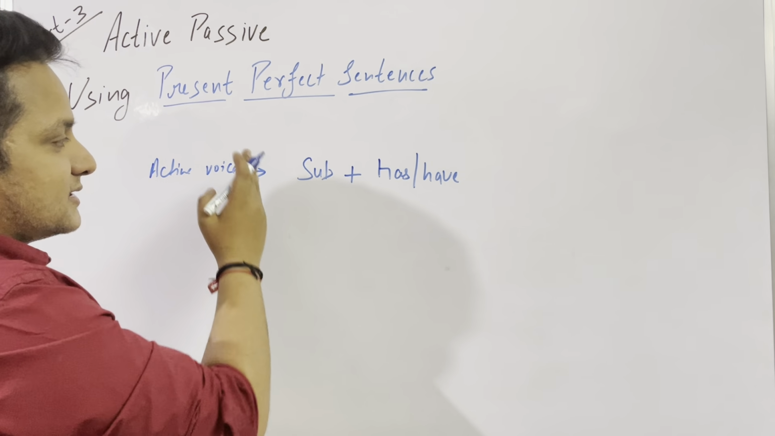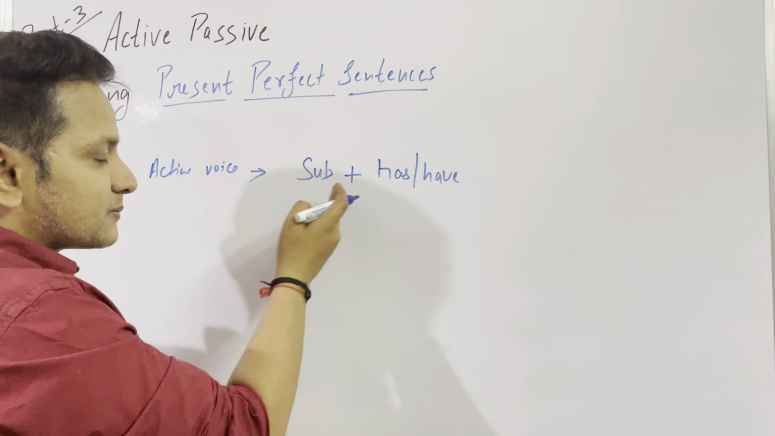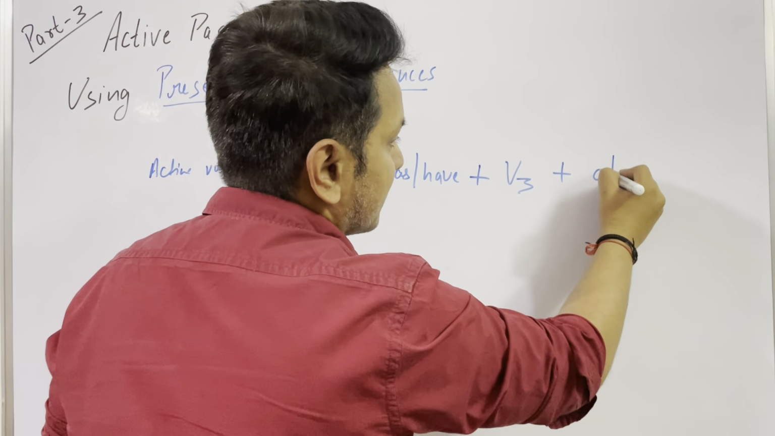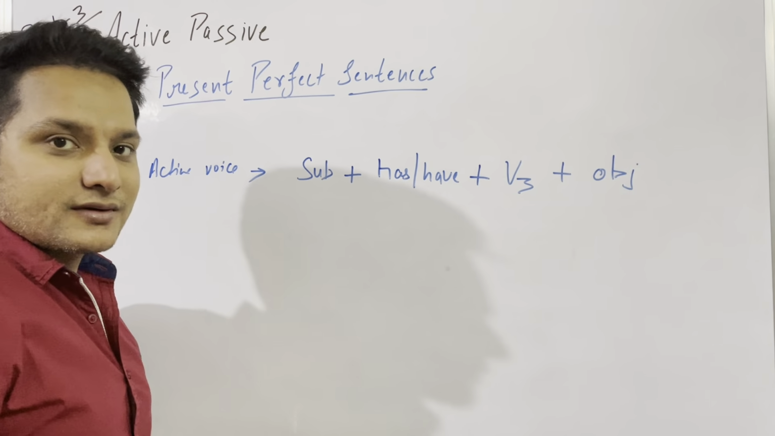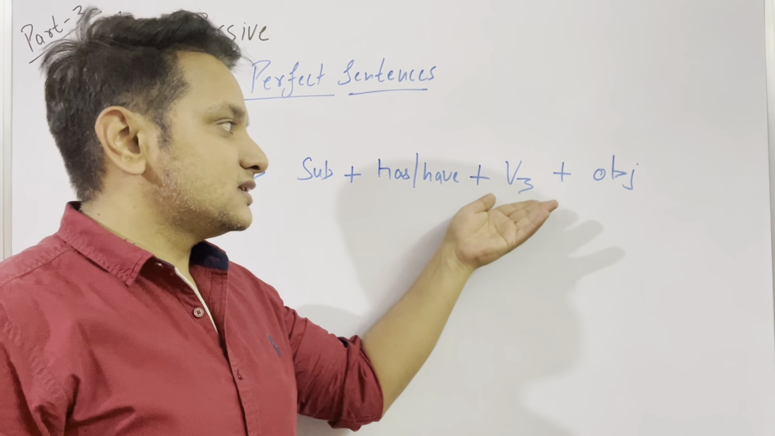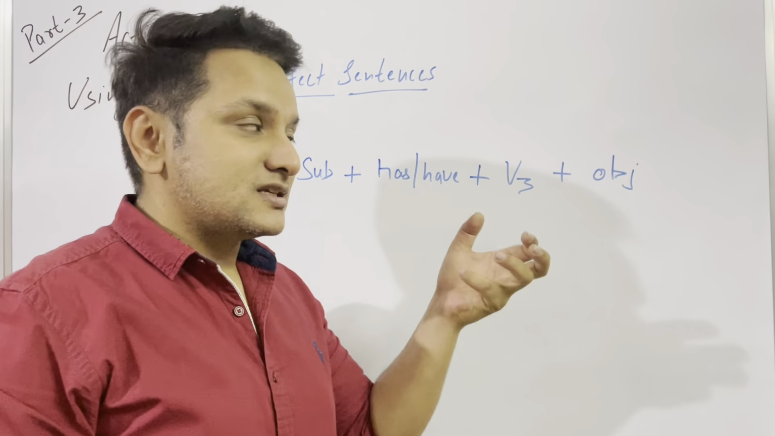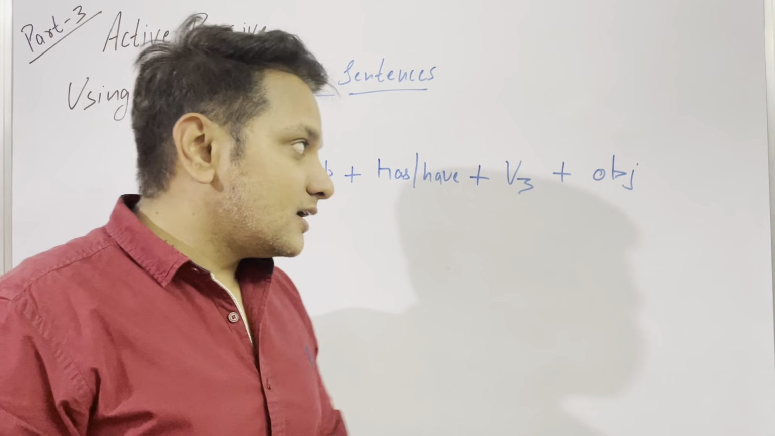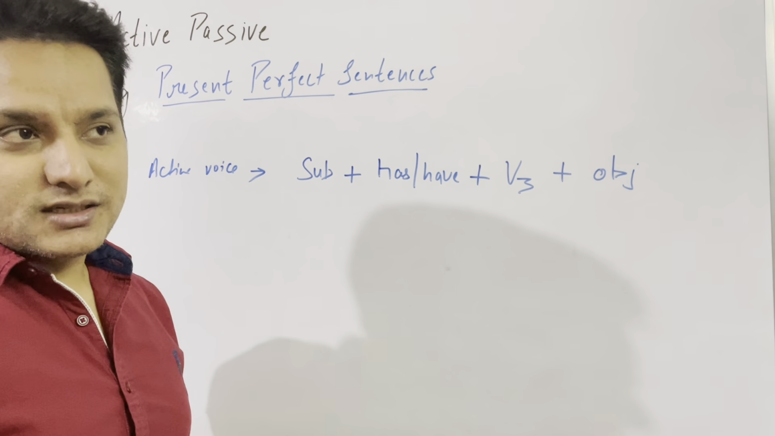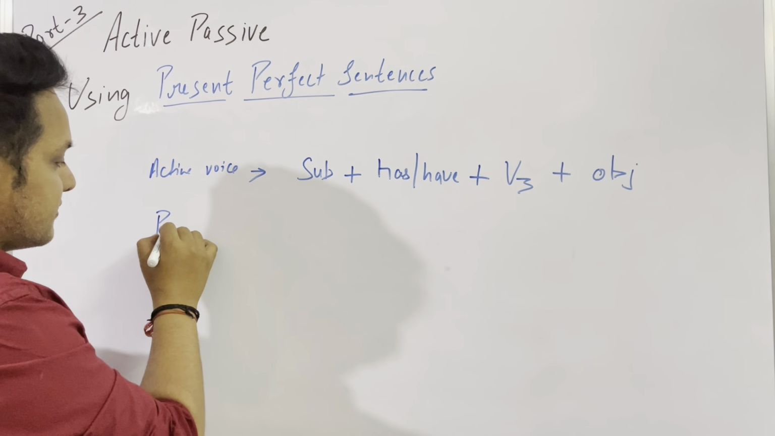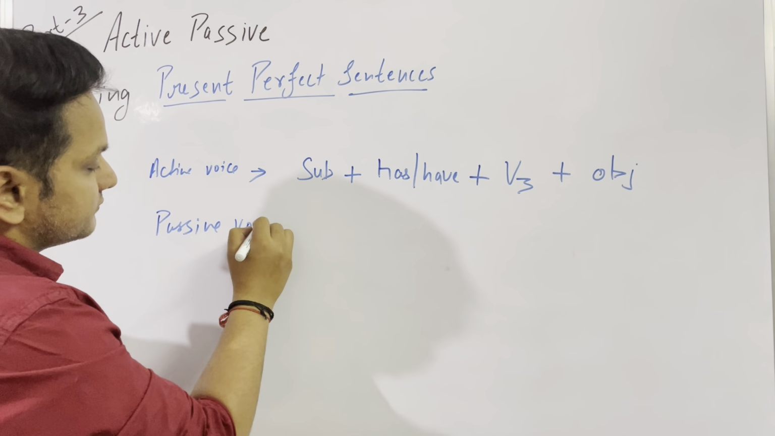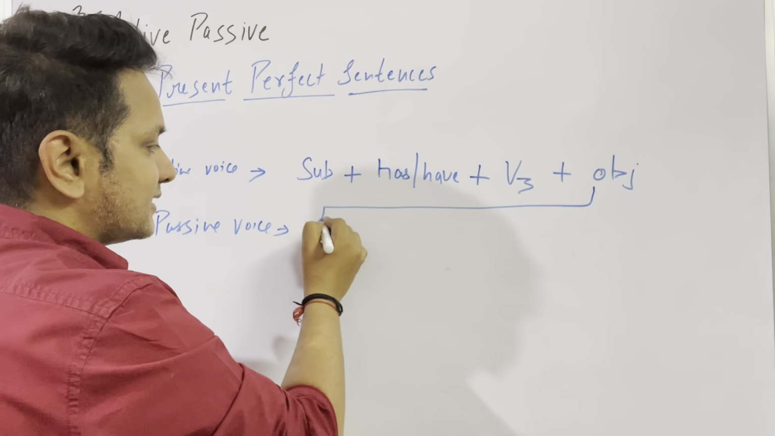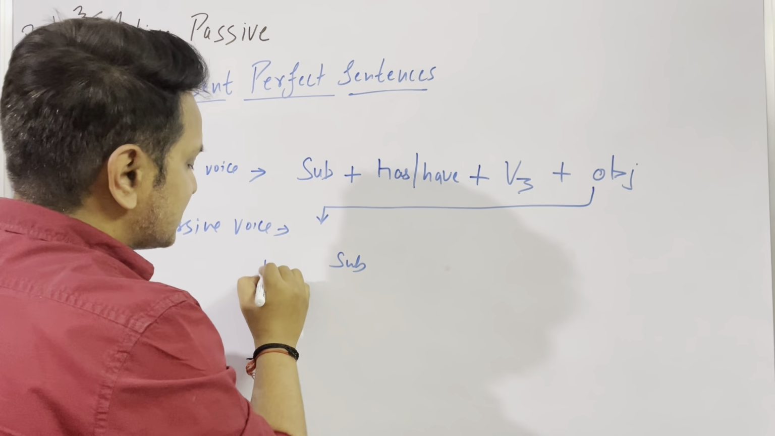Okay, so a present perfect sentence is written like this: subject plus has/have, plus we have V3 here, and then we have the object, right? Subject plus has/have plus V3 plus object. That is about the present perfect. Whenever we talk about perfect, it means that V3 has to be used here, right? Now how this sentence will be converted into passive, we'll take a look here. As I said before in previous videos as well, the object will be acting as a subject and this will be a passive subject.